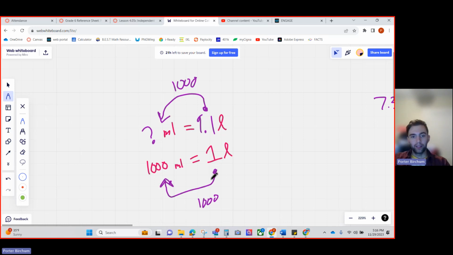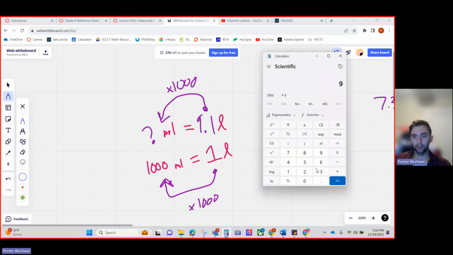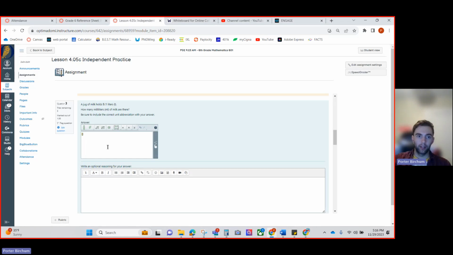What do I do to 1 to get it to be 1,000? What multiplication strategy do I do to 1 to get it to be 1,000? Oh yeah, 1 times 1,000. So to turn liters into milliliters, times the liters by 1,000. Let's times this by 1,000 also. 9.1 times 1,000.